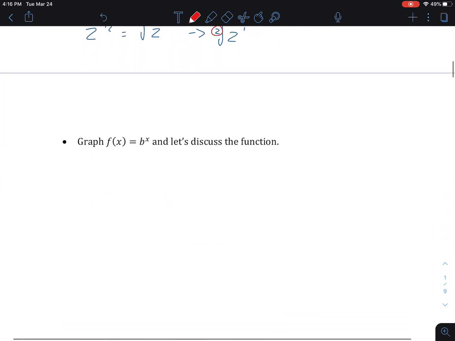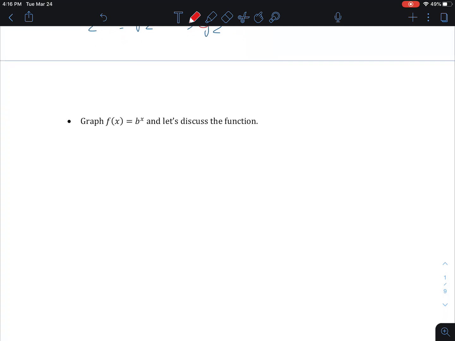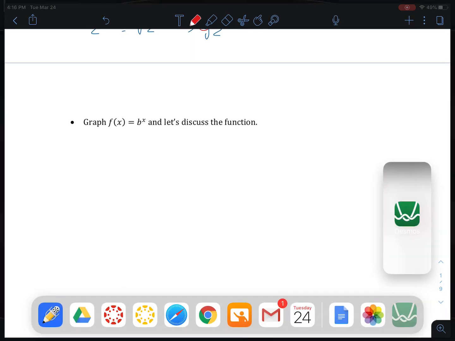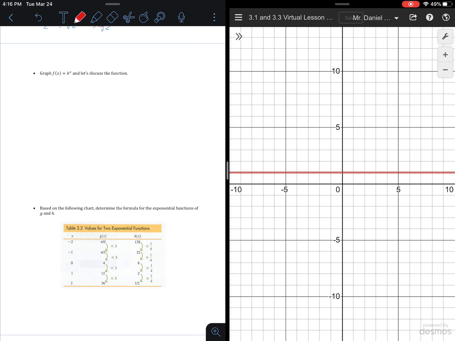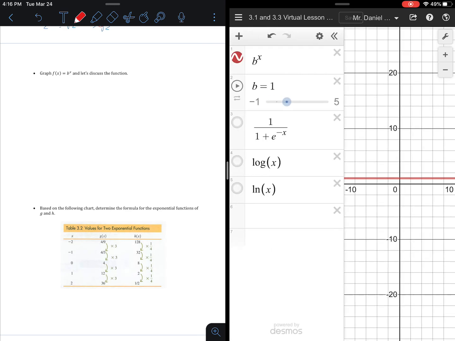Okay, so let's just review how to plug in those numbers. Let's look at the graph of b to the x. I had graphed this earlier. It should come up here. There we go, b to the x, b being the constant number.